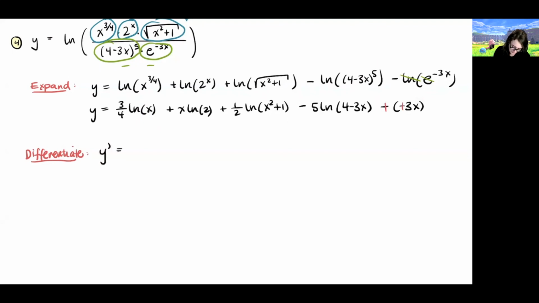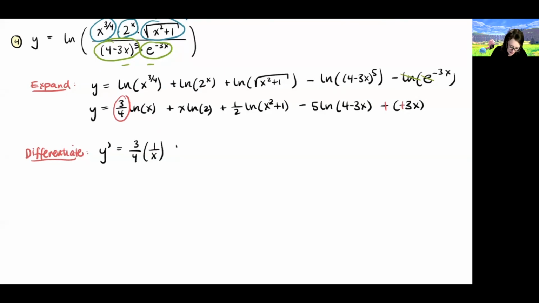Okay, so y prime. One piece at a time. 3/4 times the natural log of x. 3/4 is a constant multiple, so that's going to stay and multiply by the derivative of the natural log of x, which is 1 over x. Okay, then we will add the derivative of x times the natural log of 2. Now this one's kind of weird. This does not follow the same rules that we've been looking at with the natural log, because inside of the natural log here, you have a constant. The natural log of 2 is a number.